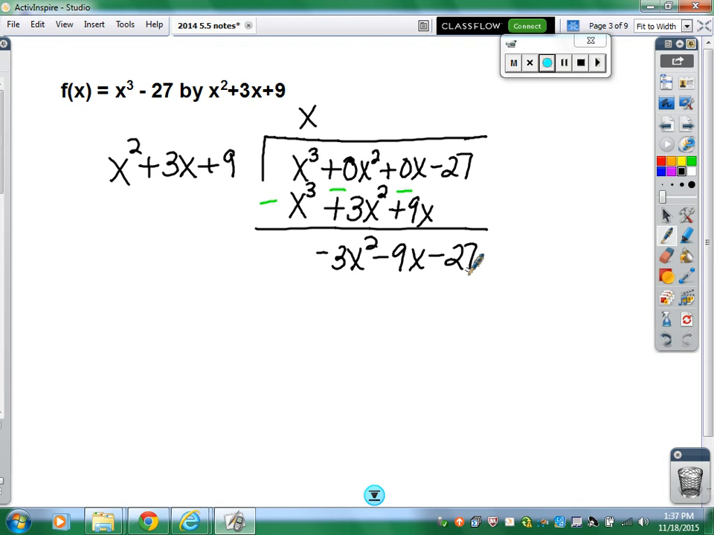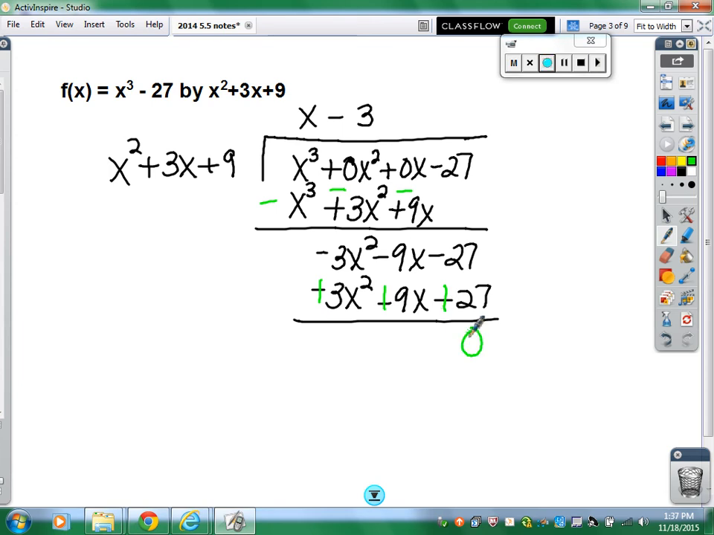All right, repeat. What do you multiply x squared by to get -3x squared? I need a -3. Distribute. And subtract. So it becomes plus, plus, plus. All right, combine like terms, and notice I'm getting a remainder of 0. So that means that these are factors. Okay, so my answer is x minus 3 with no remainder.